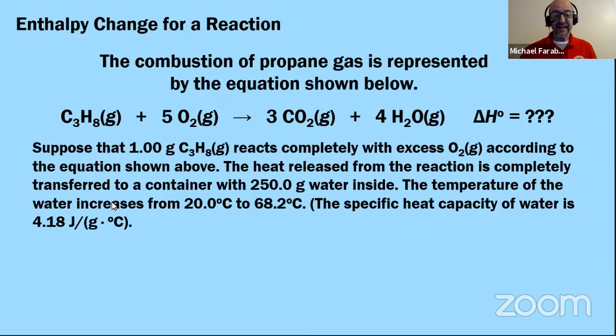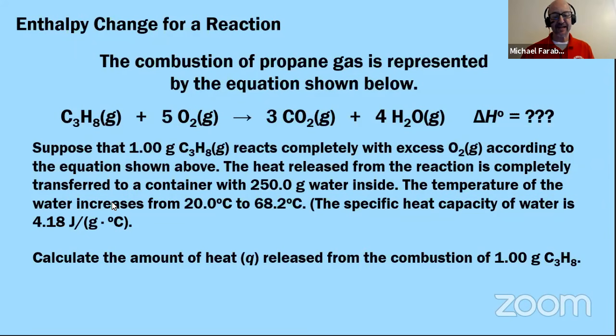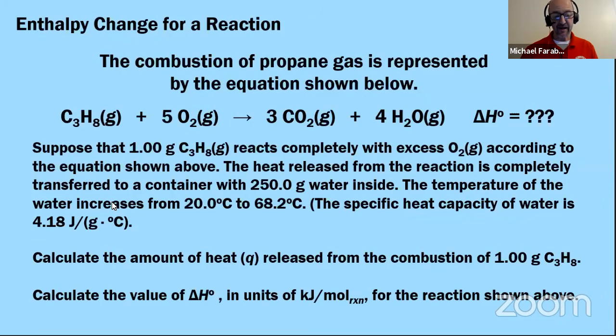shown above. The heat that is released from this combustion reaction is completely transferred to a container with 250.0 grams of water inside. The temperature of the water increases from 20.0 degrees Celsius to 68.2 degrees Celsius, and they give us the specific heat capacity of water. So if you remember, Q equals mc delta T. Let's calculate the amount of heat released in this experiment and the delta H.